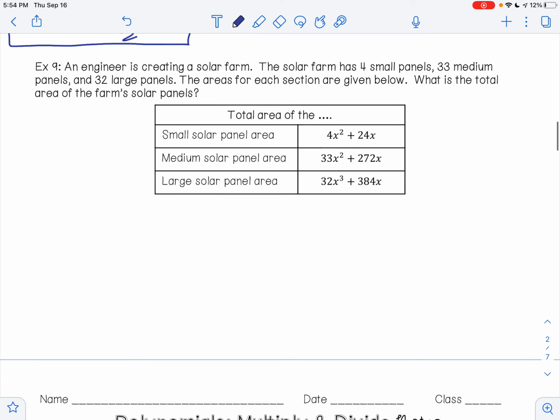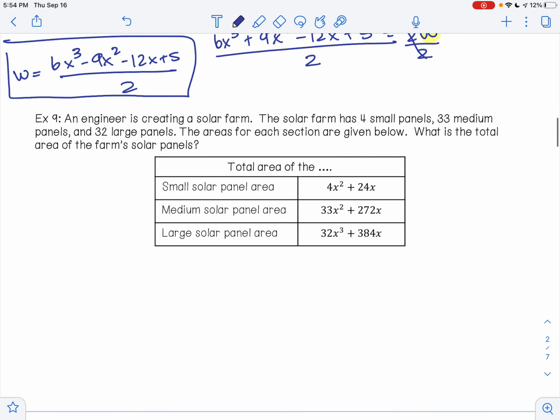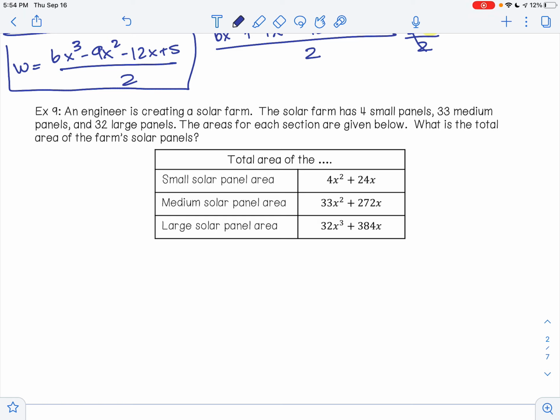On example 9, it says an engineer is creating a solar farm. The solar farm has 4 small panels, 3 medium panels, and 32 large panels. The area for each section is given below. What is the total area of the farm's solar panels? So we know that the small solar area is 4x squared plus 24x. The medium solar panel area is 33x squared plus 272x. And the large solar panel area is 32x cubed plus 384x.